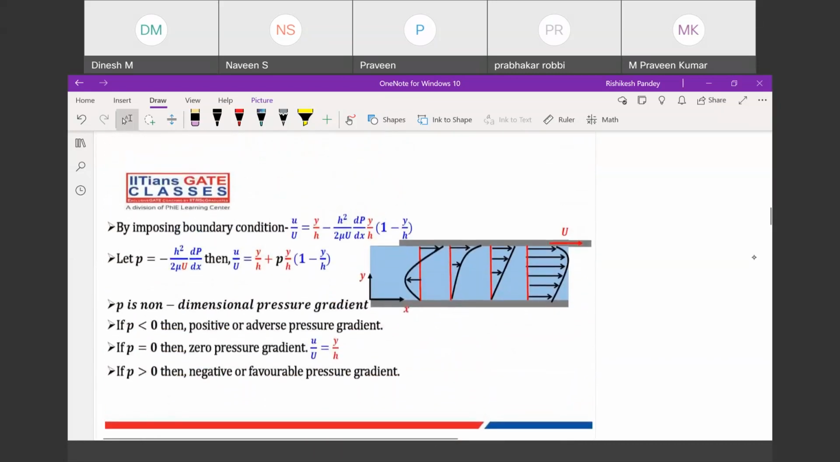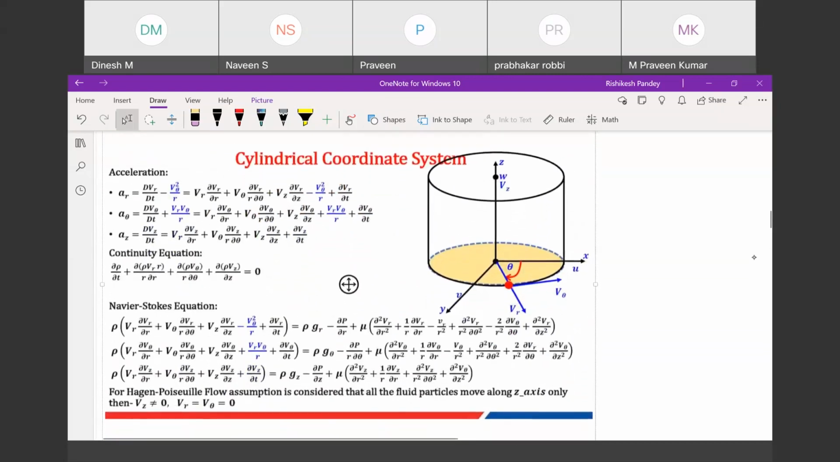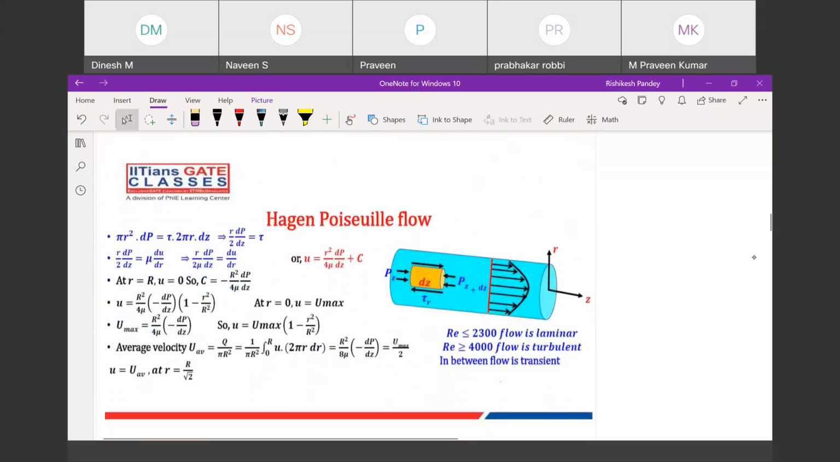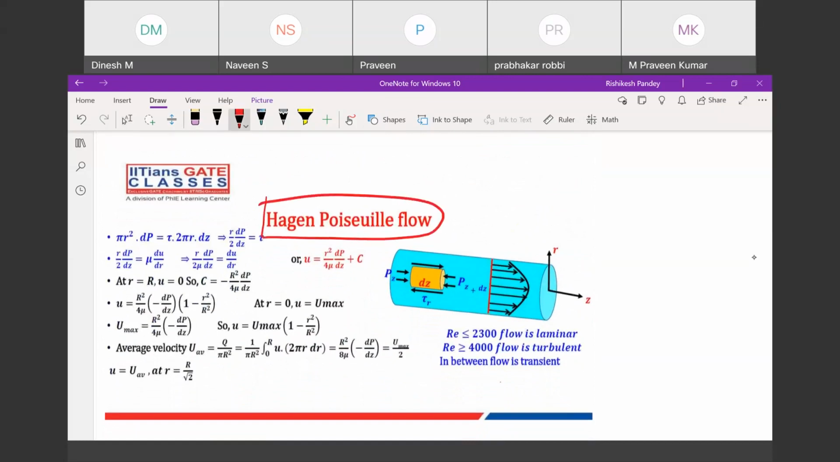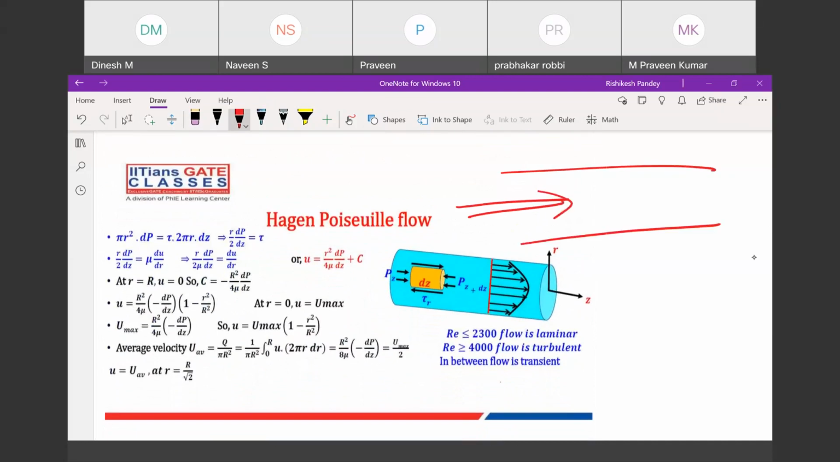Okay. So this is over now. Couette flow is over now. Now next we want to study about Hagen-Poiseuille flow. Hagen-Poiseuille flow is flow in a pipe. When fluid is flowing in a pipe, that is your Hagen-Poiseuille. I don't know what they call, Poiseuille or what. I'll call it Hagen-Poiseuille.